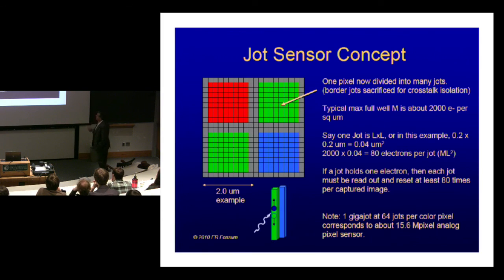And one way this could work is that you take your normal RGB pixels and you divide them into little tiny jots. So they're very small, kind of tall, thin things. And the idea is that they can either hold 1 electron or no electrons. Now, in this case, there's only 64 of them here, which is a lot less than what you need for a normal image. So the only way you can handle a couple thousand is to read it out multiple times, maybe 80 times in a single frame.